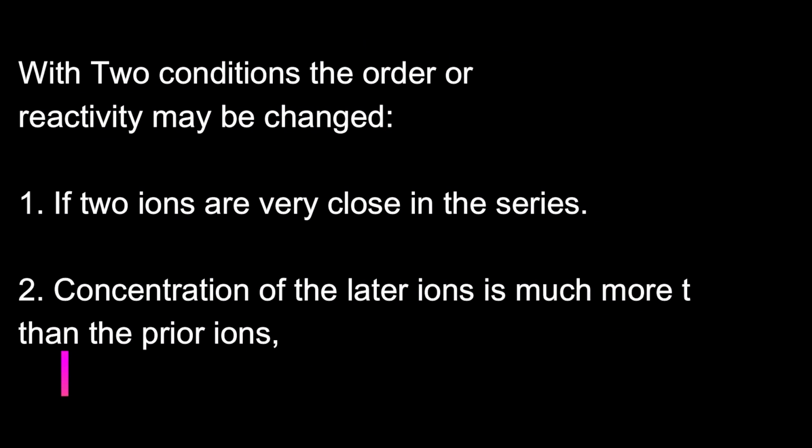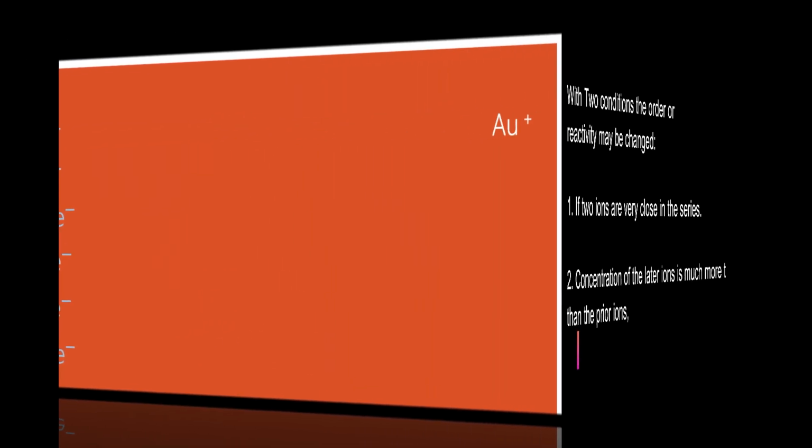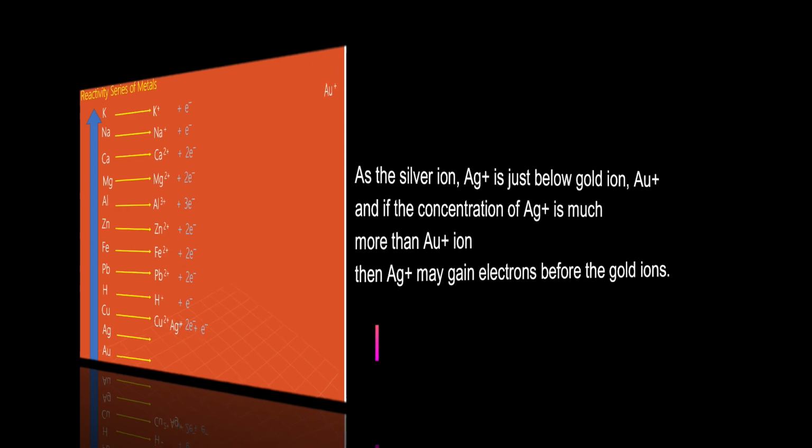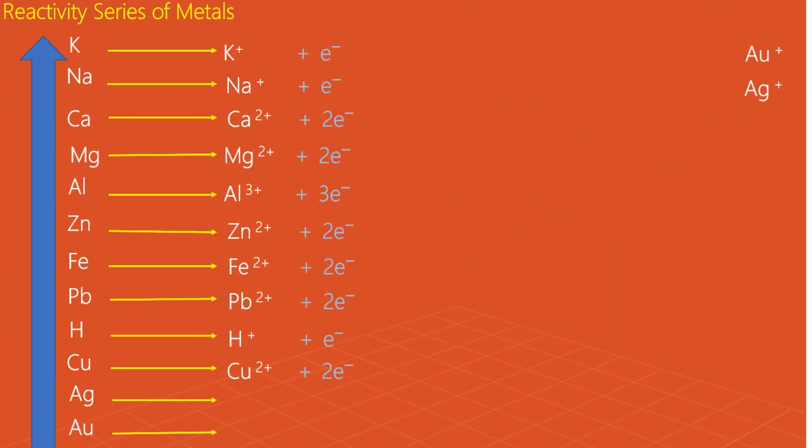But with two conditions, the order may be changed slightly, which is when you get two ions with close competition in the electrochemical series. Suppose here gold ion and then comes silver ion. They are very close in the series. And another condition is when the concentration of the next ion, silver here, is much more than the concentration of gold ion, then before gold ion the silver ion may gain electrons. This you get between any two ions that are close together. But this is not possible for two ions that are not close in the electrochemical series.